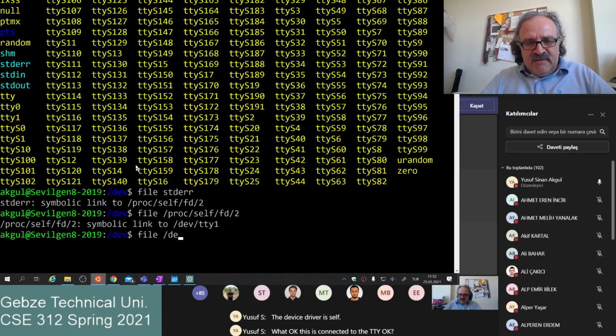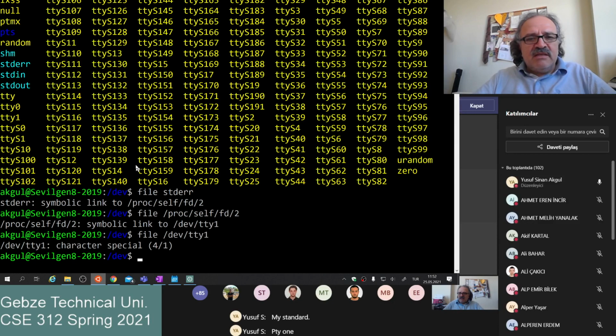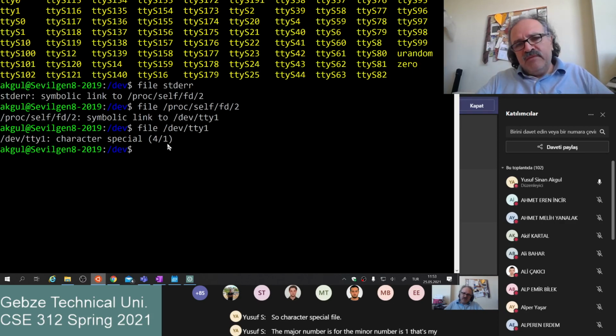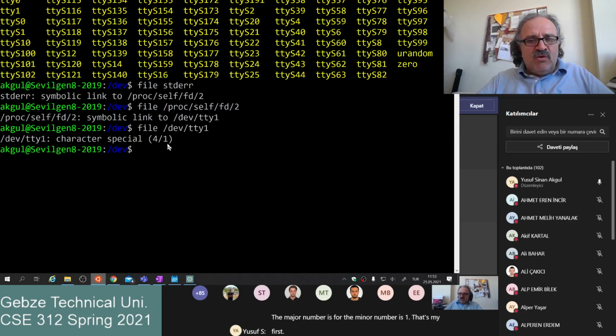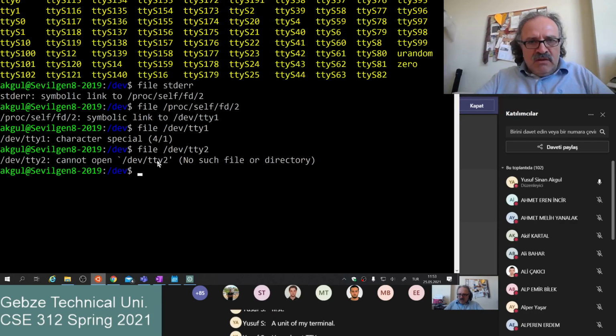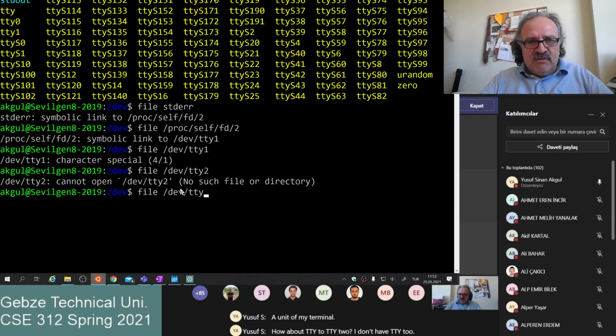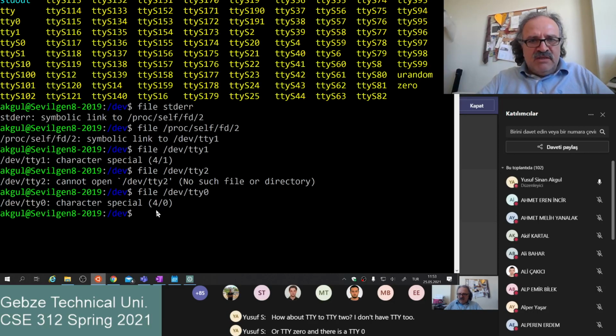My standard TTY1 is a character special file. The major number is 4, the minor number is 1. That's the first unit of my terminal. How about TTY2? I don't have TTY2. Oh, TTY0, there is a TTY0. TTY0, so it is 4 and 0.